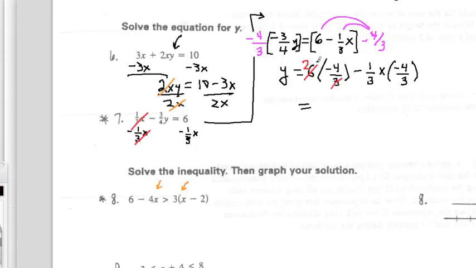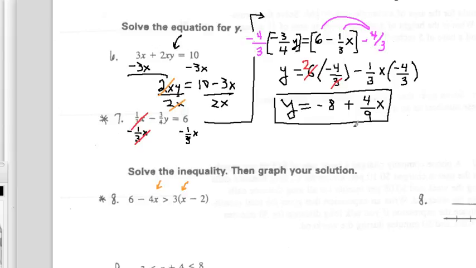So we have 2 times negative 4, which is negative 8 for our first term. And we have negative 1/3 x times negative 4/3. A negative times a negative gives us a positive. In the numerator, we have 1 times 4, which is 4, and in the denominator, 3 times 3, which is 9. And we still have this x. So this is our answer. That's not pretty. I'm going to carry the y down here, and then I'll box this. So that's the answer for number 27.